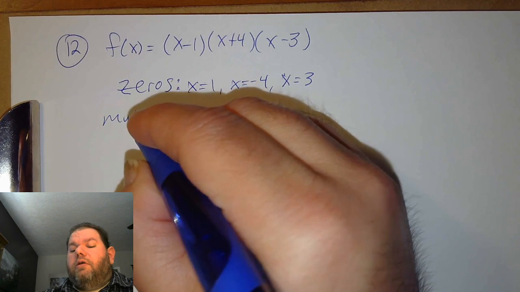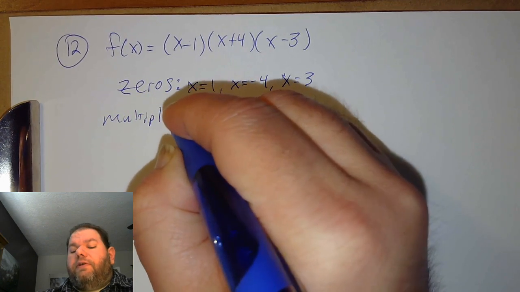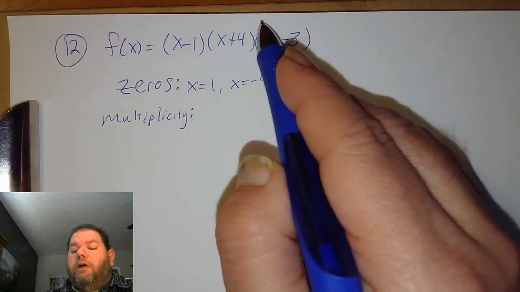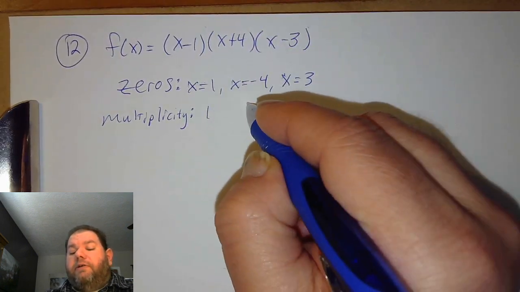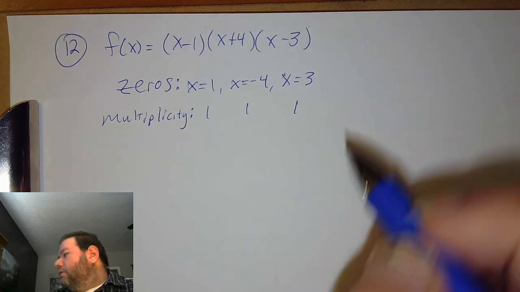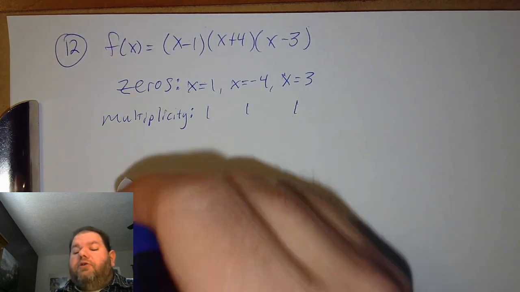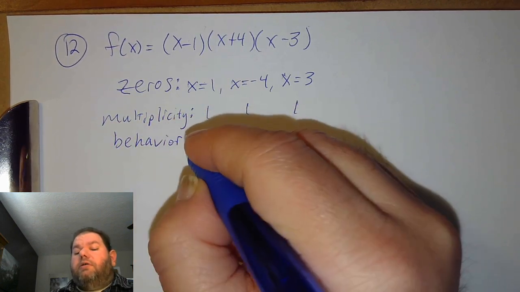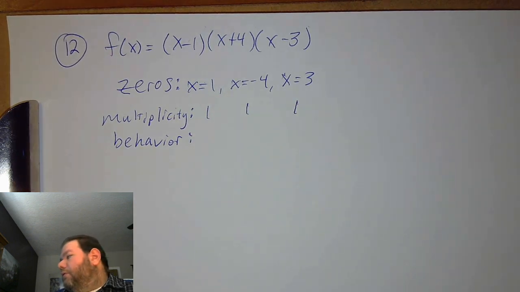What about multiplicity for each of these? 1 on all. Yeah, all of these are raised to the first power, and we know the multiplicity comes from that exponent. And because they're all the same, they should have all the same behavior, which is crossing. Good.